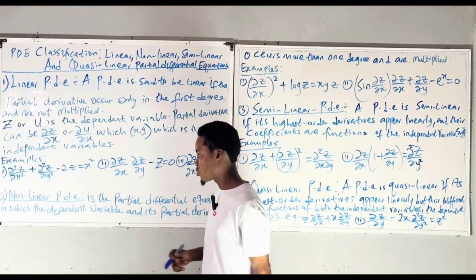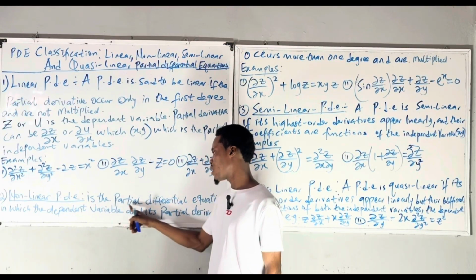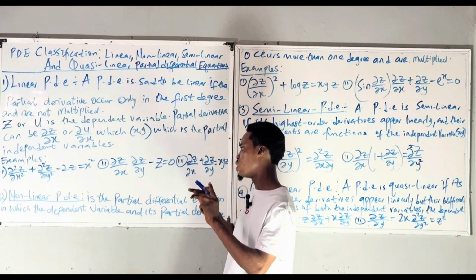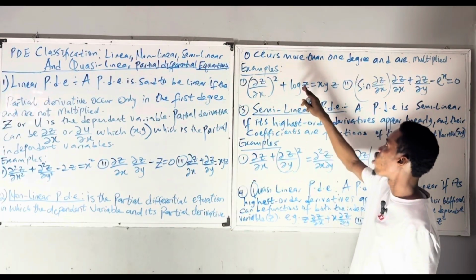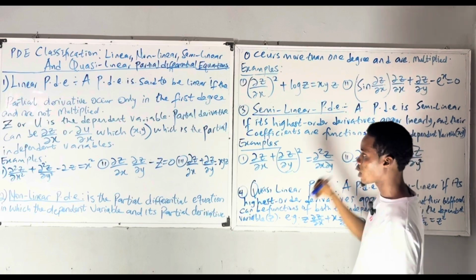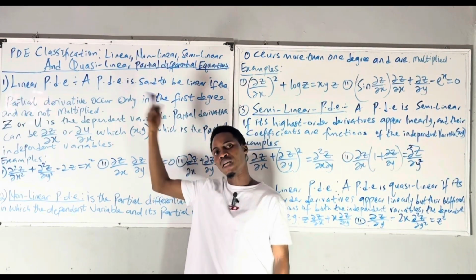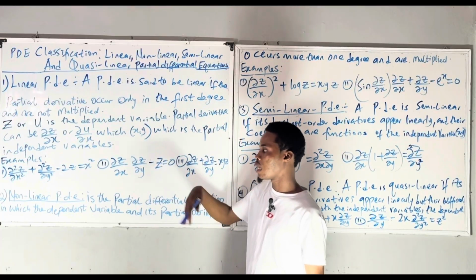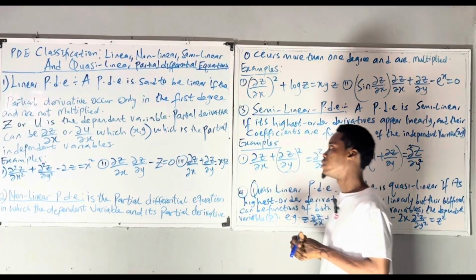So the second classification of PDE, the non-linear PDE, is the partial differential equation in which the dependent variable and its partial derivatives occur in more than 1 degree and are multiplied. It means that the opposite of a linear PDE will give us a non-linear PDE. What does it mean?